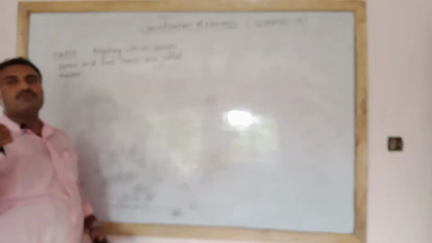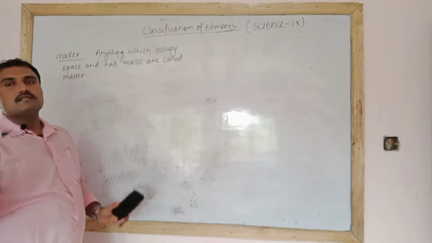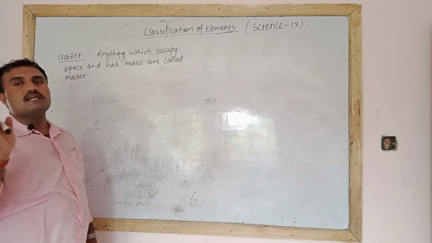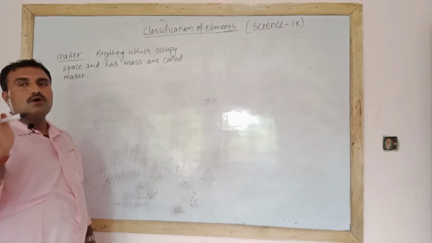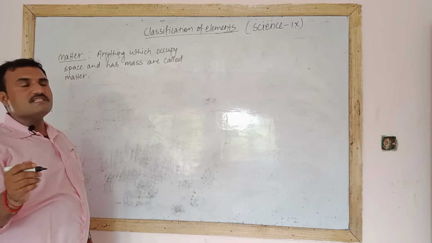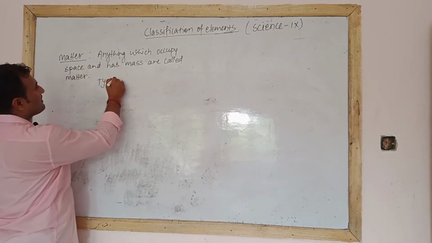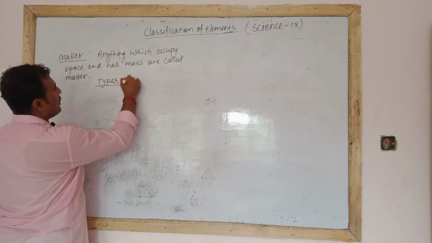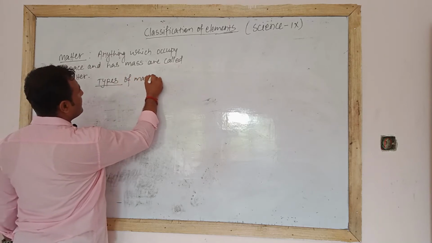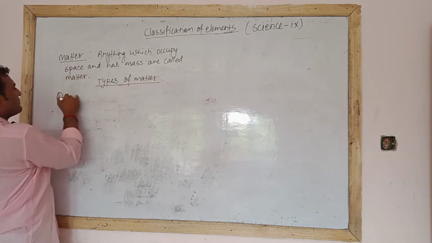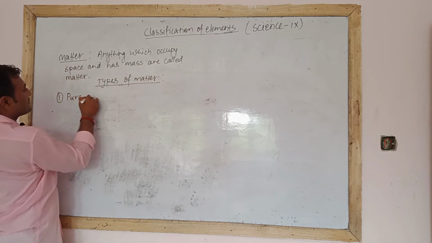One, on the physical basis, it is classified into three types: solid, liquid and gas. On the basis of composition, matter is mainly classified into pure substance and impure substance.